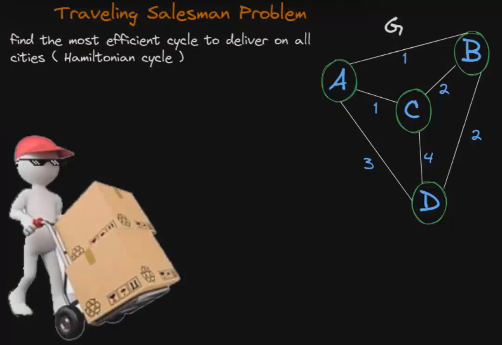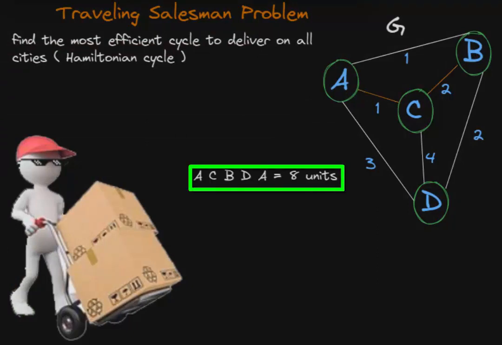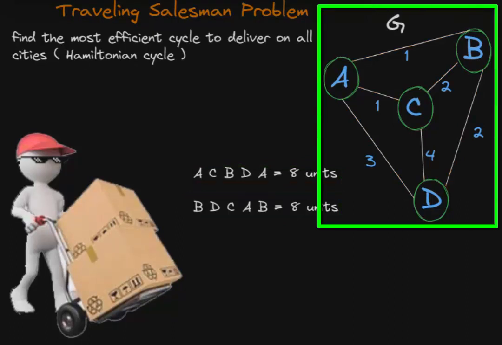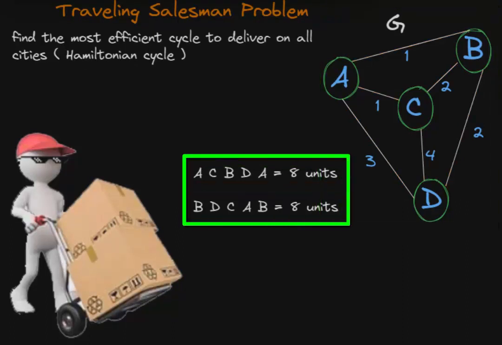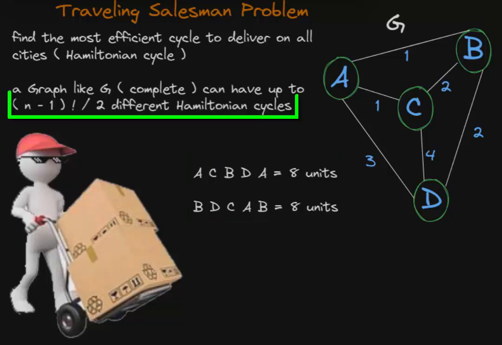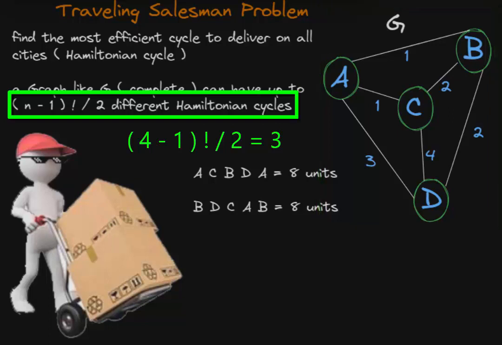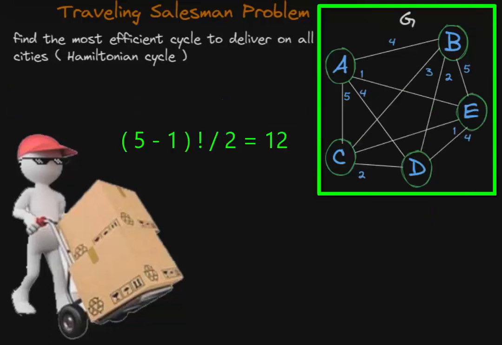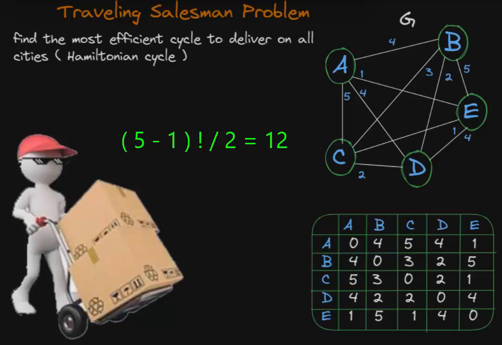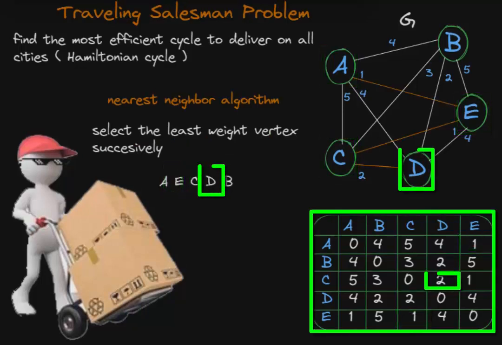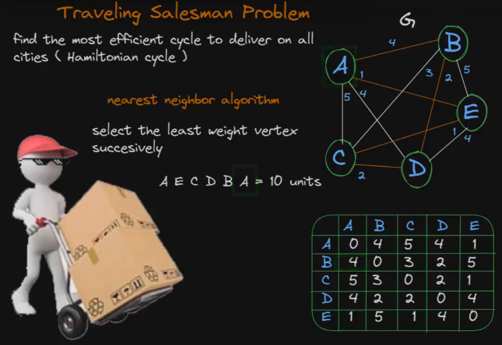Now, another common problem in computer science is to find the most efficient path, saving energy. In a simple graph like this, at first glance you find 2 ways to solve the problem visually. Depending on the vertex number, a complete graph like this is said to have 3 different Hamiltonian cycles. Now, in a complex graph like this, there are 12 different options to be found here. Not visual, not easy at all. We apply the nearest neighbor algorithm: take the lowest weight vertex each time until traversing all.